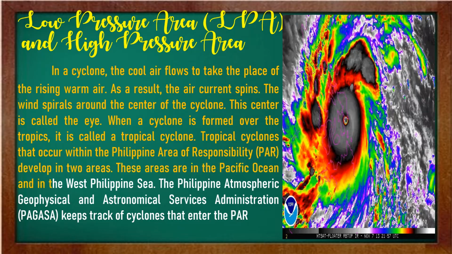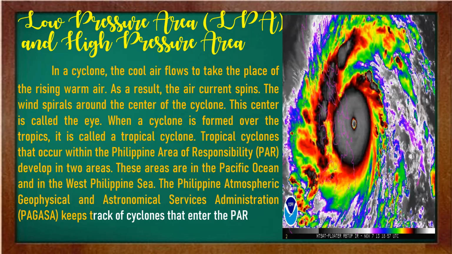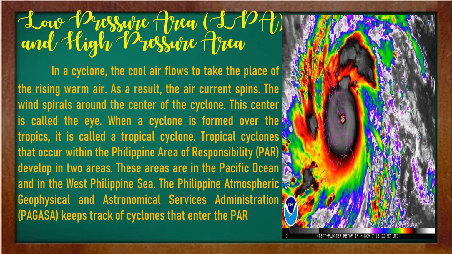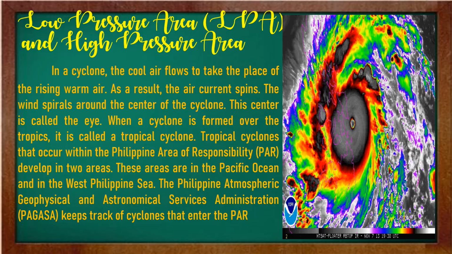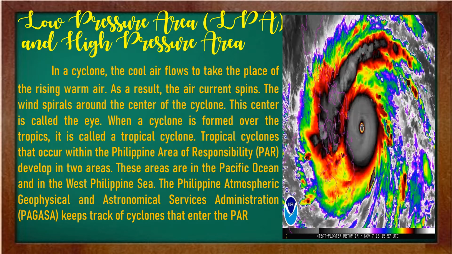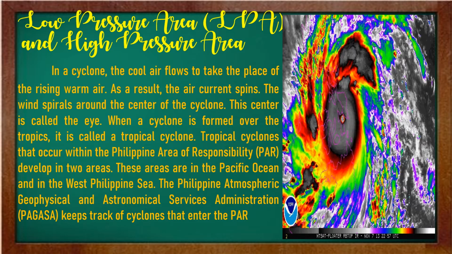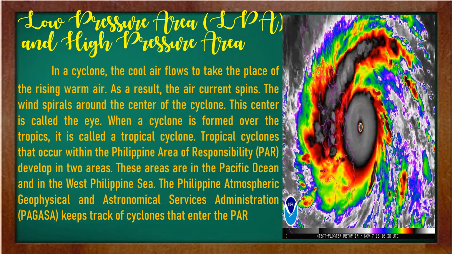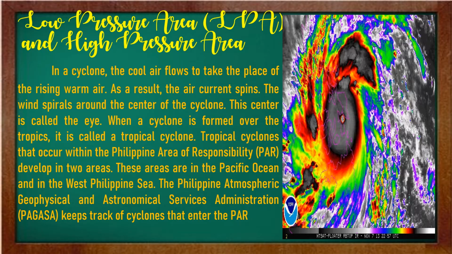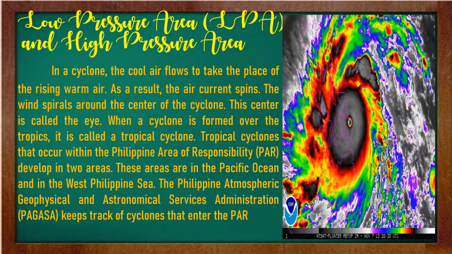In a cyclone, the cool air flows to take the place of the rising warm air. As a result, the air current spins. The wind spirals around the center of the cyclone. This center is called the eye. When a cyclone is formed over the tropics, it is called a tropical cyclone.